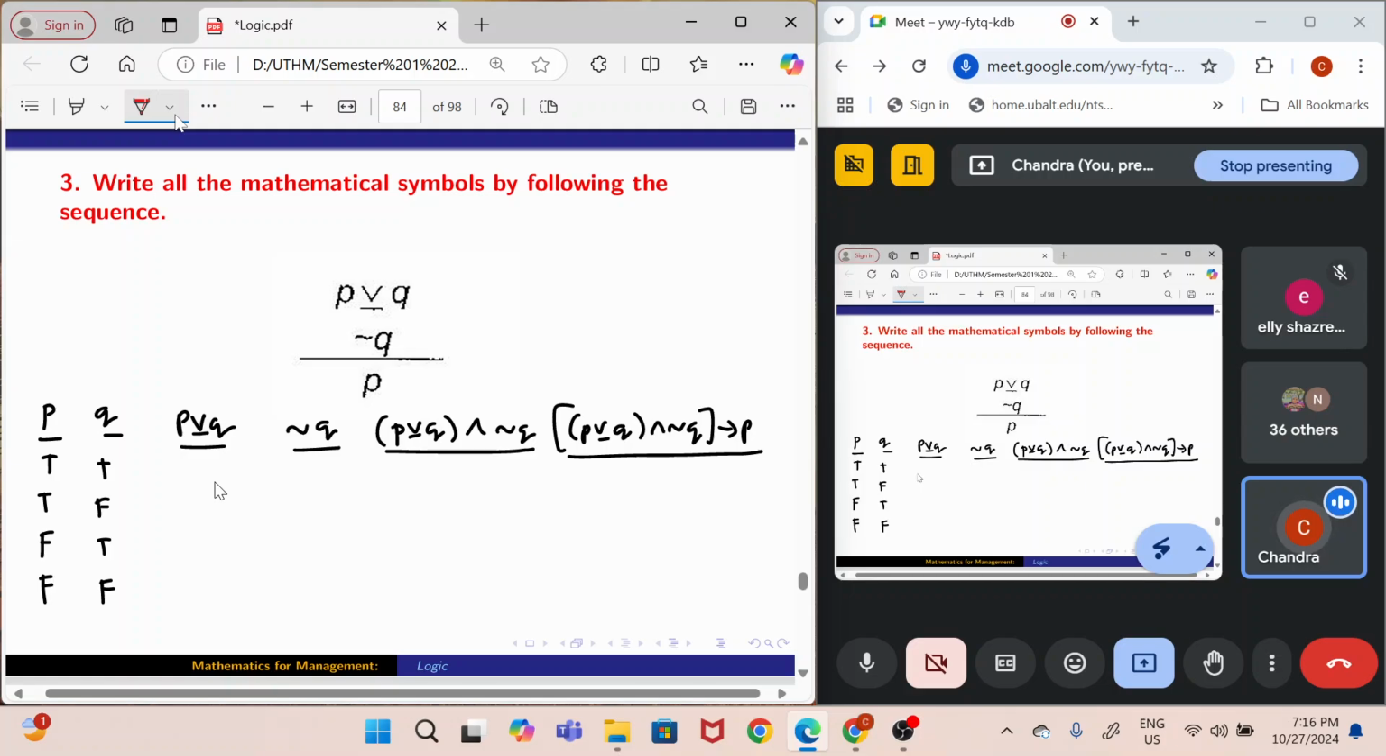Now, this is either or. Either or means, as I told you, it must be two different people. So T and T is not different, so I put here F. This is different, this is true. Different, this is true. This is not different, so this is false. And then not Q. Not Q is F, T, F, T.